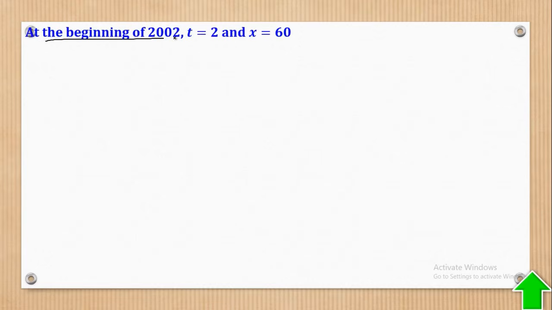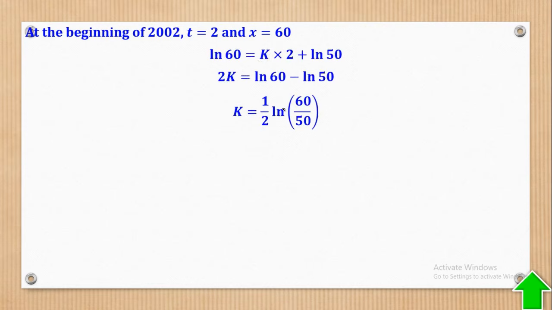What about at the beginning of 2002? It implies that T is equal to 2 and X will be 60. So when I substitute for T and for X, I'll come up with the value of K. And K will be that. Therefore, the equation will now become this.